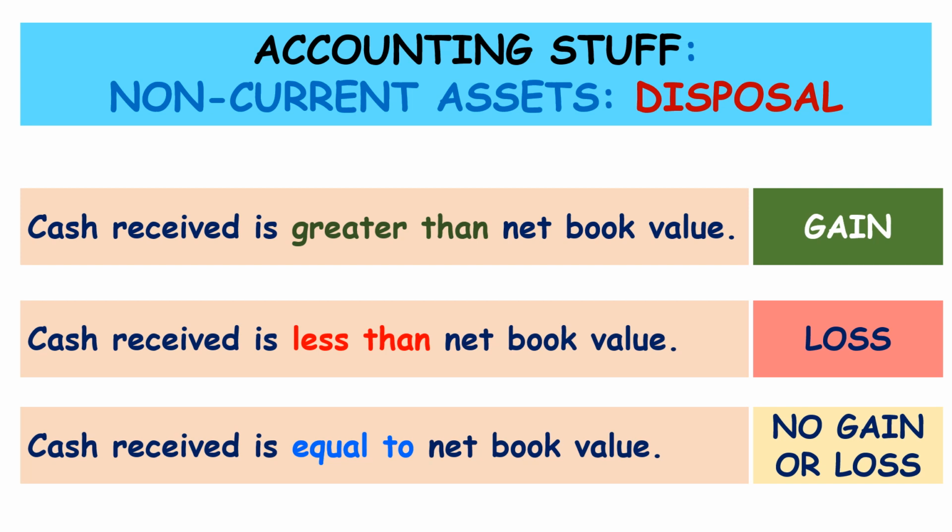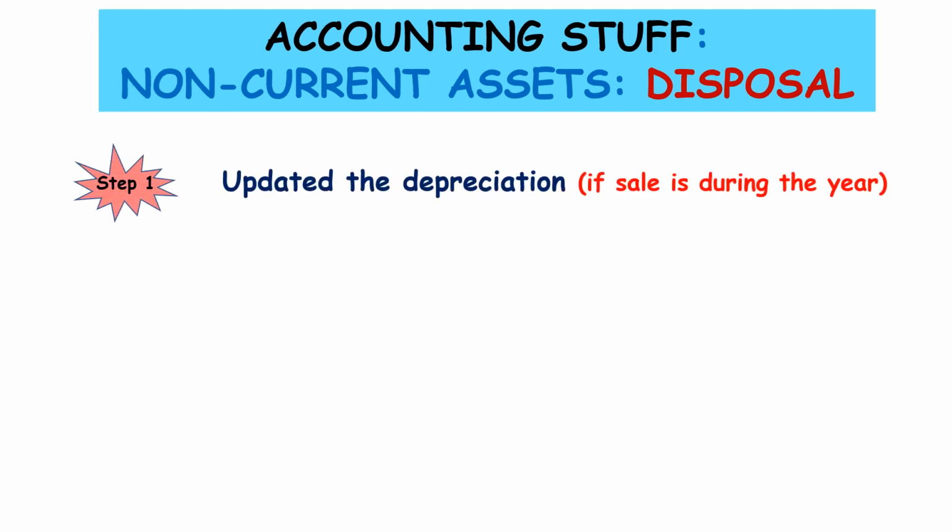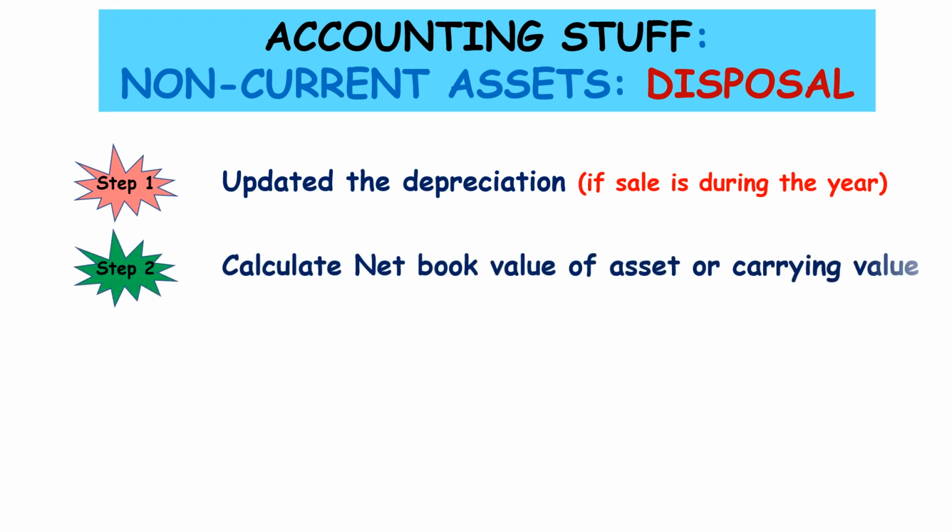Remember, we are going to compare the cash received from the sale with the net book value. And calculating the net book value is the most important step in this process. So let's look at the steps. Step number one is to update the depreciation, particularly if the sale is during the year. Step 2 is to calculate the net book value of the asset or the carrying value of the asset.